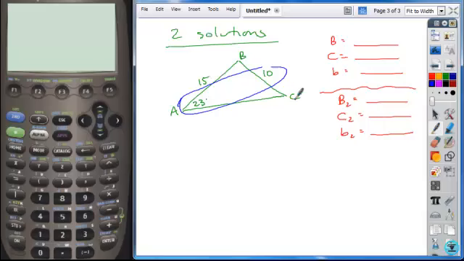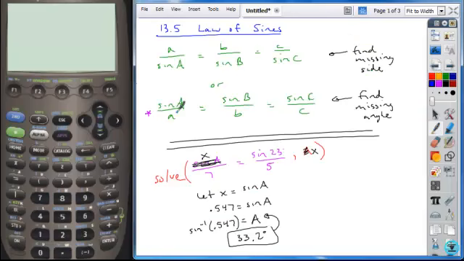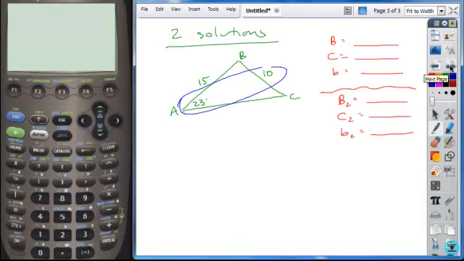Yeah, we can find the angle opposite that, right? So when we set up our sine ratio, once again, we can use either of these forms. Since we're finding a missing angle, I always put the unknown piece on top. So my unknown is an angle, so I'm going to say that the sine of C over the side opposite that, 15, is equal to my known ratio. My known ratio is the sine of 23 degrees over the side 10.